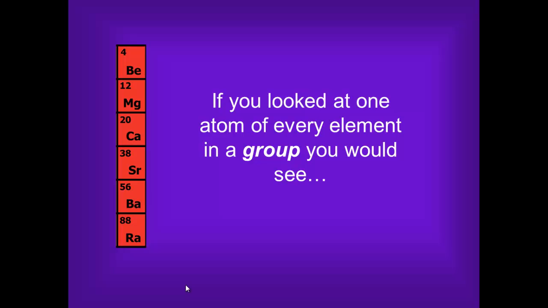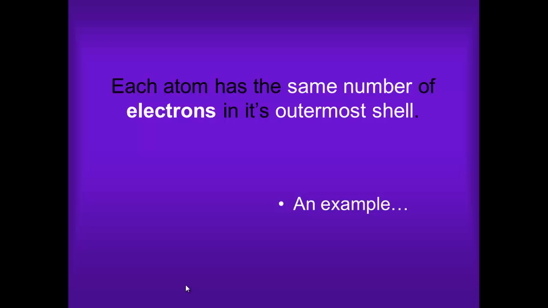So if you looked at one atom of every element in a group, and this is group 2, the alkaline earth metals, you would see that each atom has the same number of electrons in its outermost shell, and this is a very critical point in understanding how atoms behave, how ions behave, and how bonding character emerges.